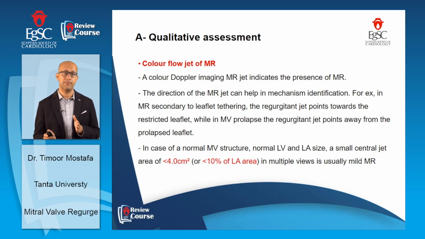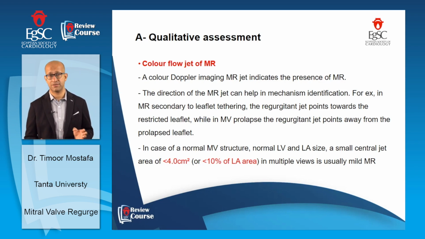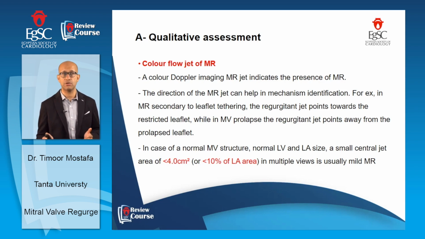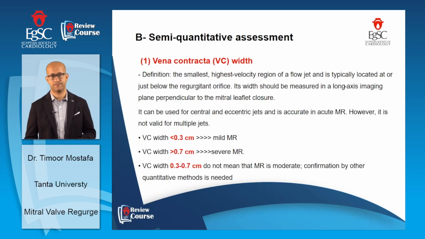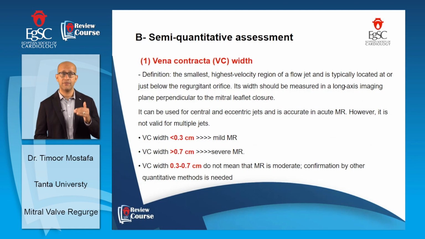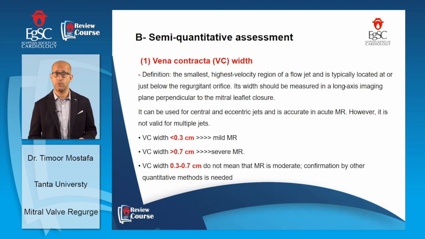In case of normal mitral valve structure, normal left ventricle and left atrial size, a small central jet of less than 4 cm² or less than 10% of the left atrial area in multiple views is usually mild mitral regurgitation. Let's go to the second way, which is the semi-quantitative assessment. We have many ways. We go with the vena contracta width.